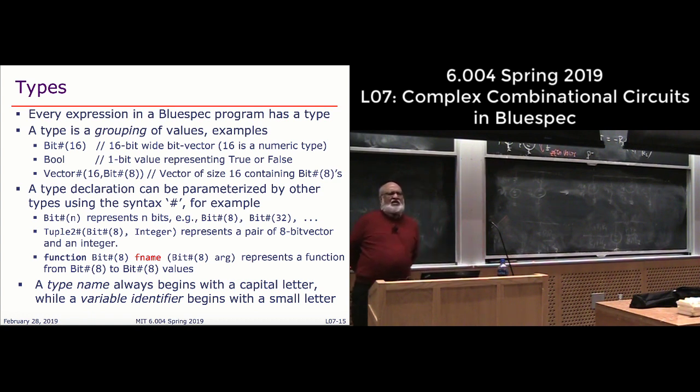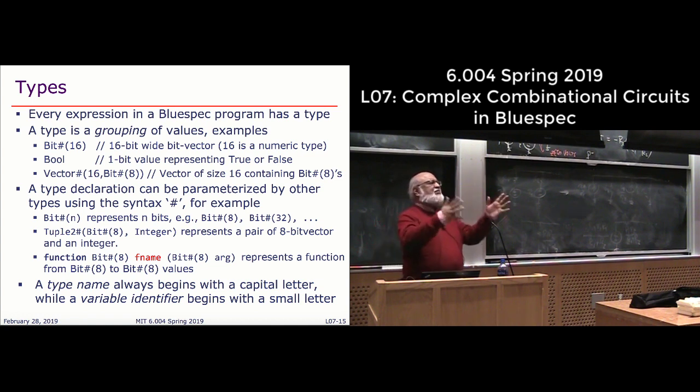This is a Bluespec thing: a type name always begins with a capital letter. Whenever I say the word always, there's always an exception, and the exception turns out to be bit. Bit can be written with a small b. Forget about exceptions. Type names always begin with a capital letter, and all other variable names are written with small letters, including type variable names.